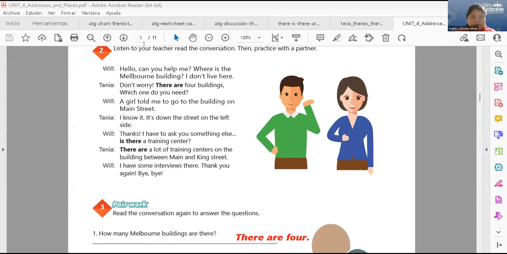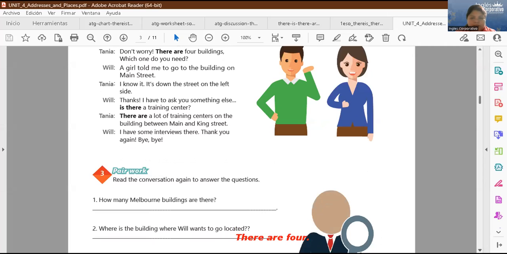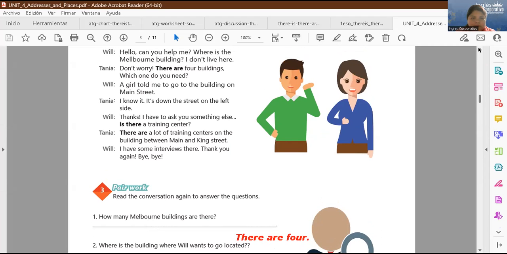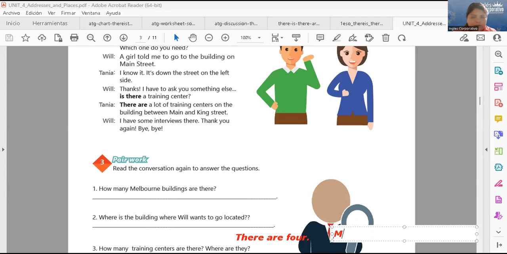Okay. And next question is about where is the building where Will wants to go located? Main Street. Uh-huh. Building on Main Street. Tell me to go to the building on Main Street. Okay. Let's see. And how many training centers are there? And what are they? A lot of training centers. And what are they?